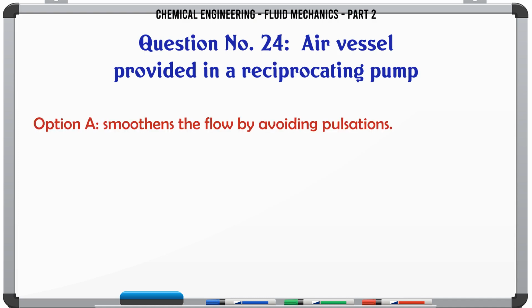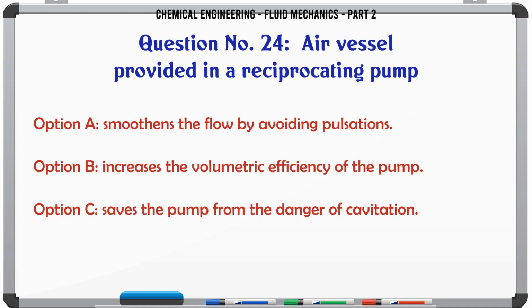Air vessel provided in a reciprocating pump: A. Smoothens the flow by avoiding pulsations. B. Increases the volumetric efficiency of the pump. C. Saves the pump from the danger of cavitation.